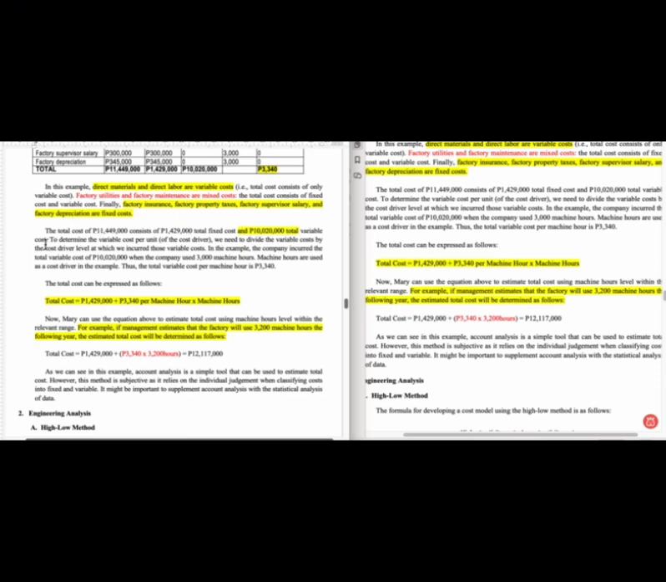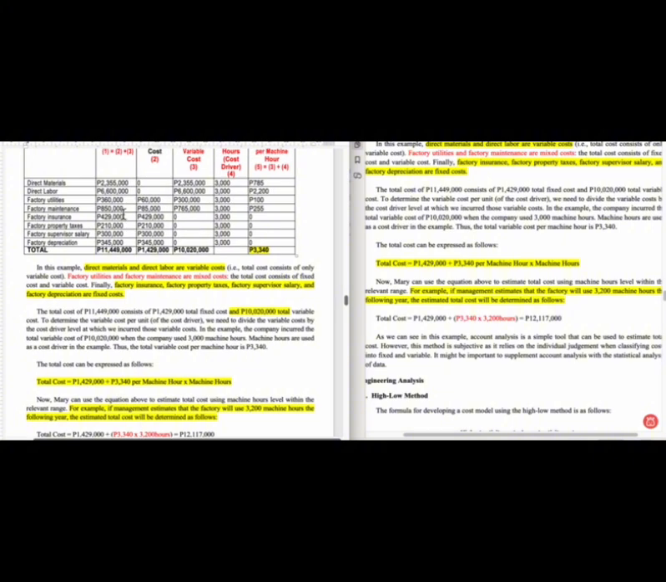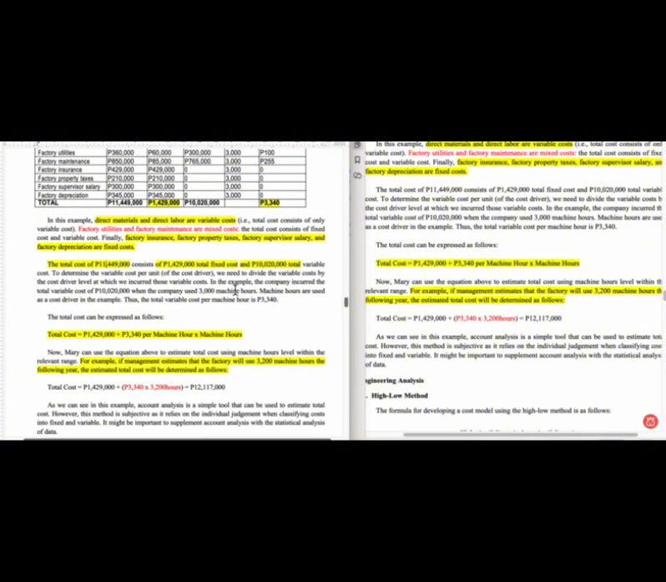Then, since given, we have already solved the total fixed cost, 1,429,000. Now, 1,429,000 total fixed cost plus 10,020,000. The total is 11,449,000, which is the total cost for the machine hours of 3,000.